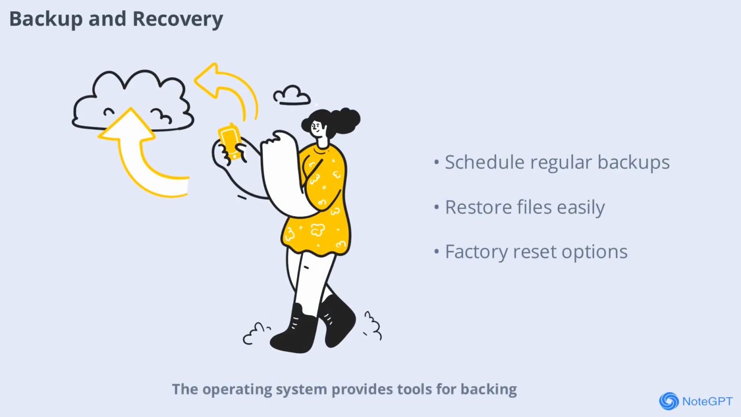The operating system provides tools for backing up your data and recovering from problems. You can schedule regular backups, restore files, or even reset your device to factory settings. These features protect your information from loss due to hardware failure, accidental deletion, or malware. Reliable backup and recovery options are essential for peace of mind.